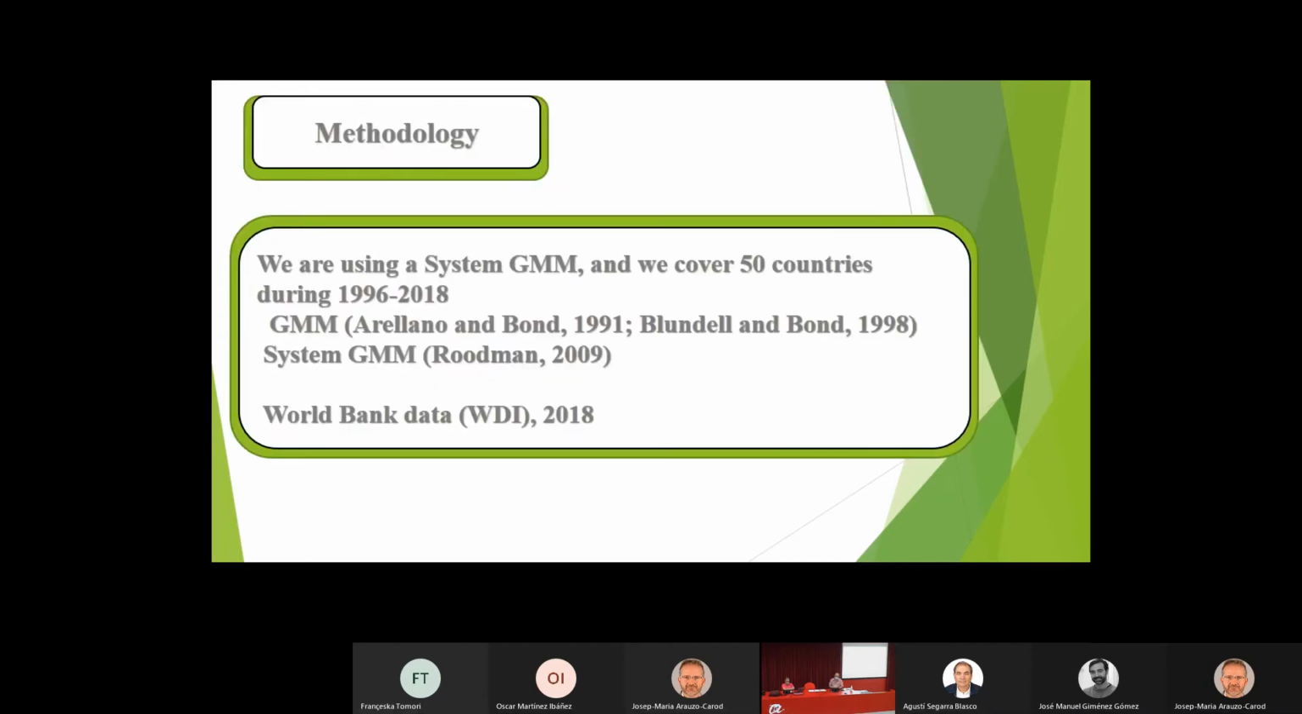The methodology is the same. We are using GMM, following Roodman, with the same methodology and the same variables in both chapters. The data are also from the World Bank.